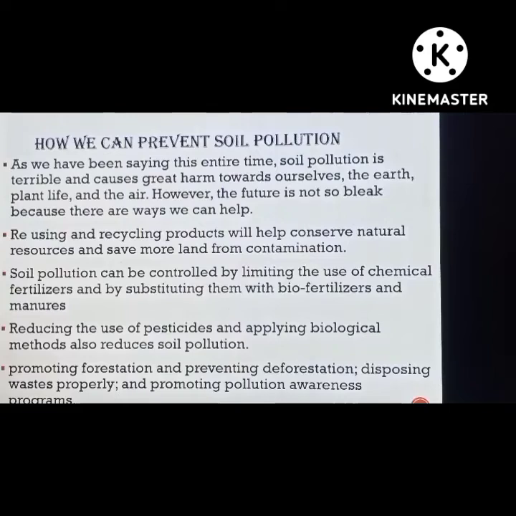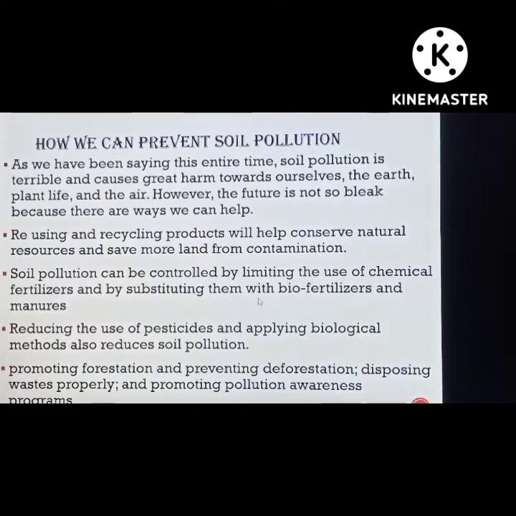Soil pollution can be controlled by limiting the use of chemical fertilizers and substituting them with biofertilizers and manures. Reducing the use of pesticides and applying biological methods also reduces soil pollution. Promoting forestation and preventing deforestation, disposing of waste properly and promoting pollution awareness programs.